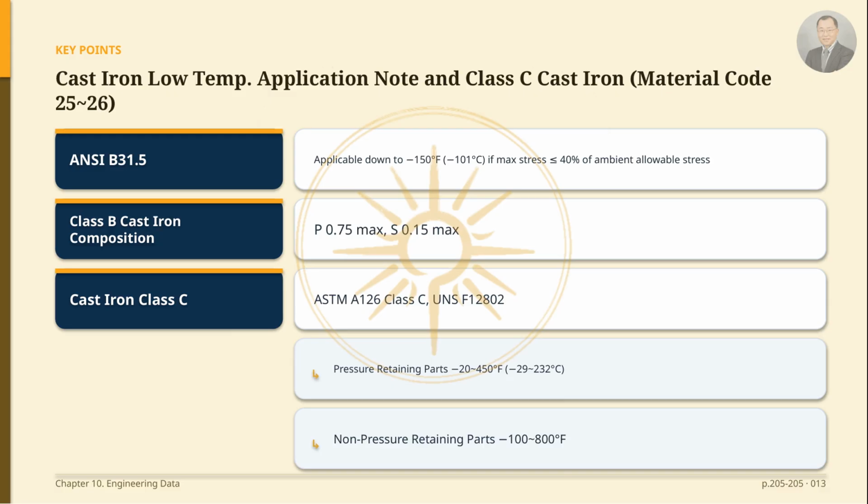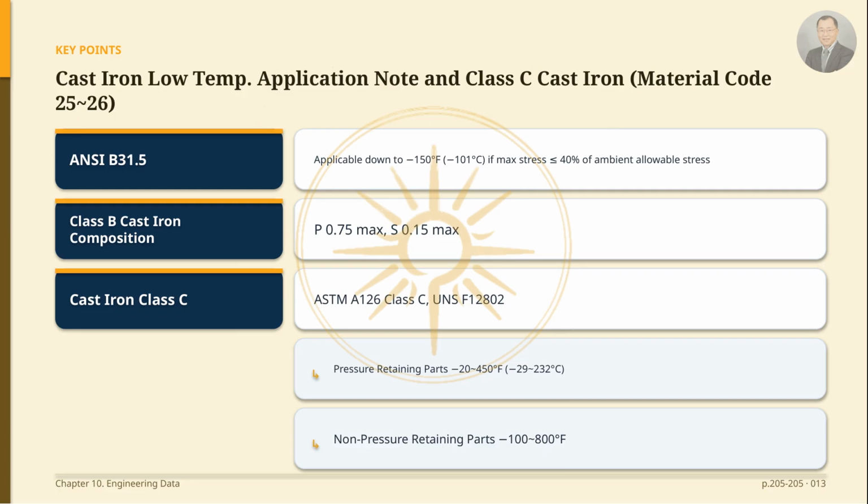I would like to introduce the low-temperature use caveats for cast iron and Class C cast iron. According to the ANSI B31.5 standard, if the maximum stress does not exceed 40% of the ambient allowable stress, it can be applied down to minus 150 degrees Fahrenheit, minus 101 degrees Celsius. In other words, if there is sufficient stress margin, the low-temperature usage limit can be lowered. The composition of Class B cast iron is 0.75% max phosphorus and 0.15% max sulfur.